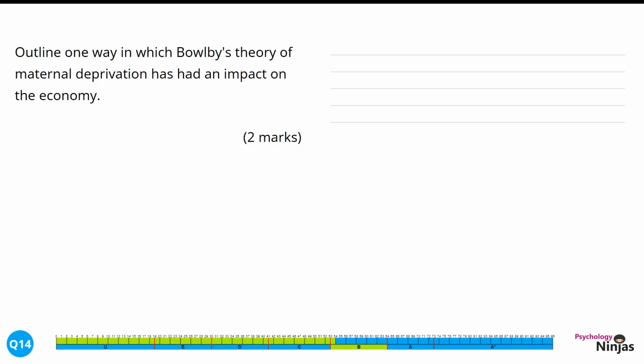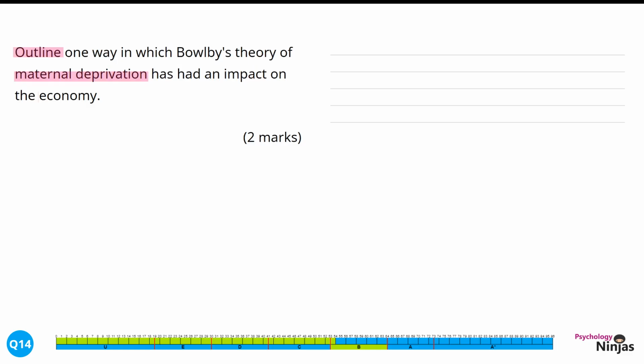Outline one way in which Bowlby's theory of maternal deprivation has had an impact on the economy. 2 marks. Here we have the command word outline, which means we need to give a detailed description. It's important here we focus on maternal deprivation theory, as that's the focus of this question.